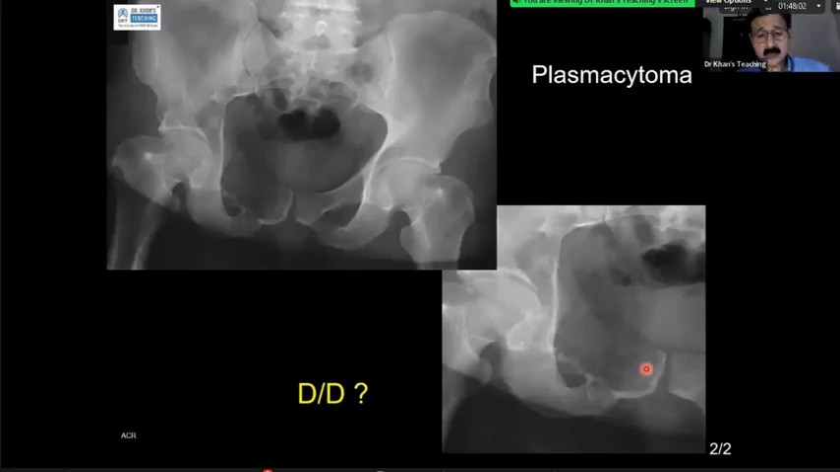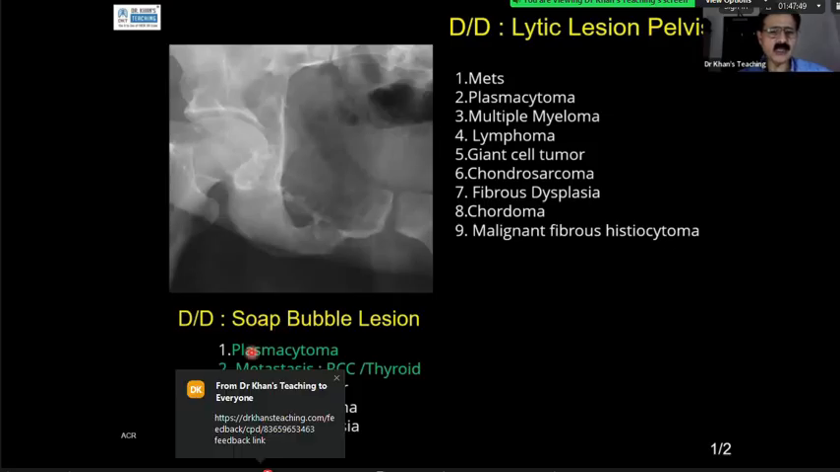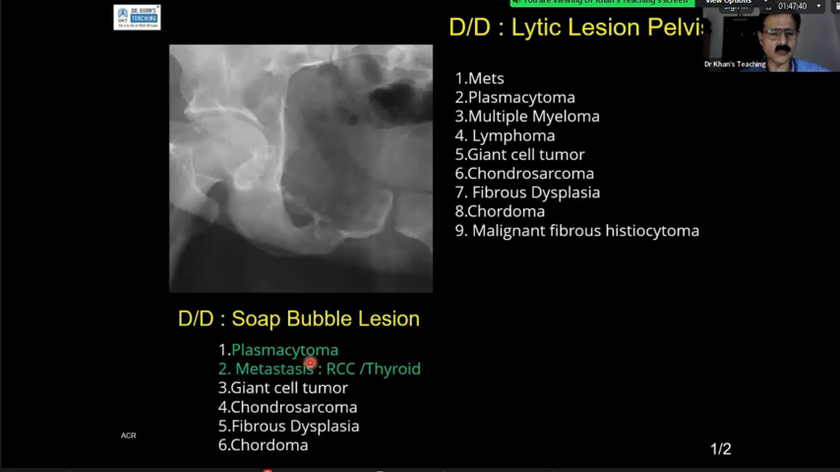Now, you have got a soap bubble lesion. Take a screenshot of this. I don't think it is in your Chapman. Two things I want you to remember. Soap bubble, it is plasmacytoma, 42-year-old. I'll come back to this shortly. In multiple myeloma, usually the age group is higher. Plasmacytoma, metastasis, and this is a classical 2B question: which metastasis? RCC and thyroid.